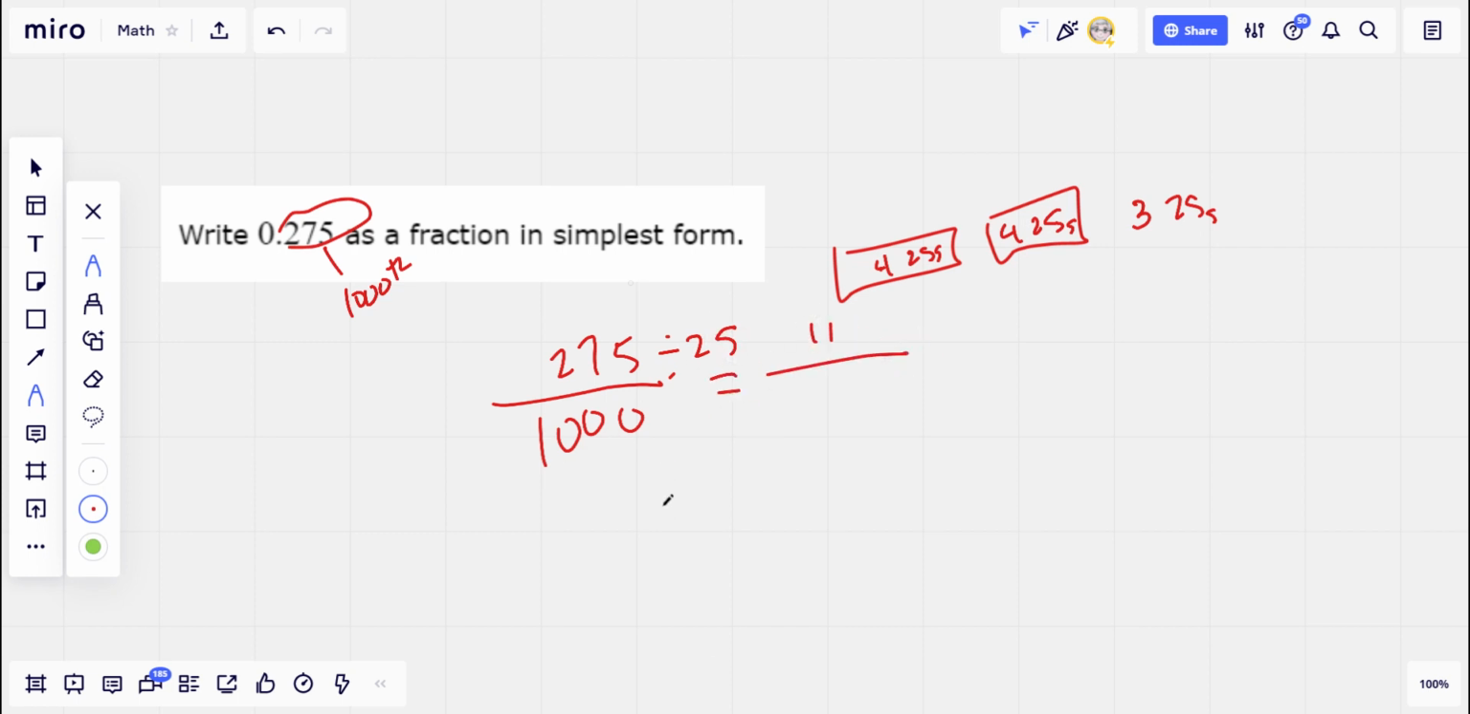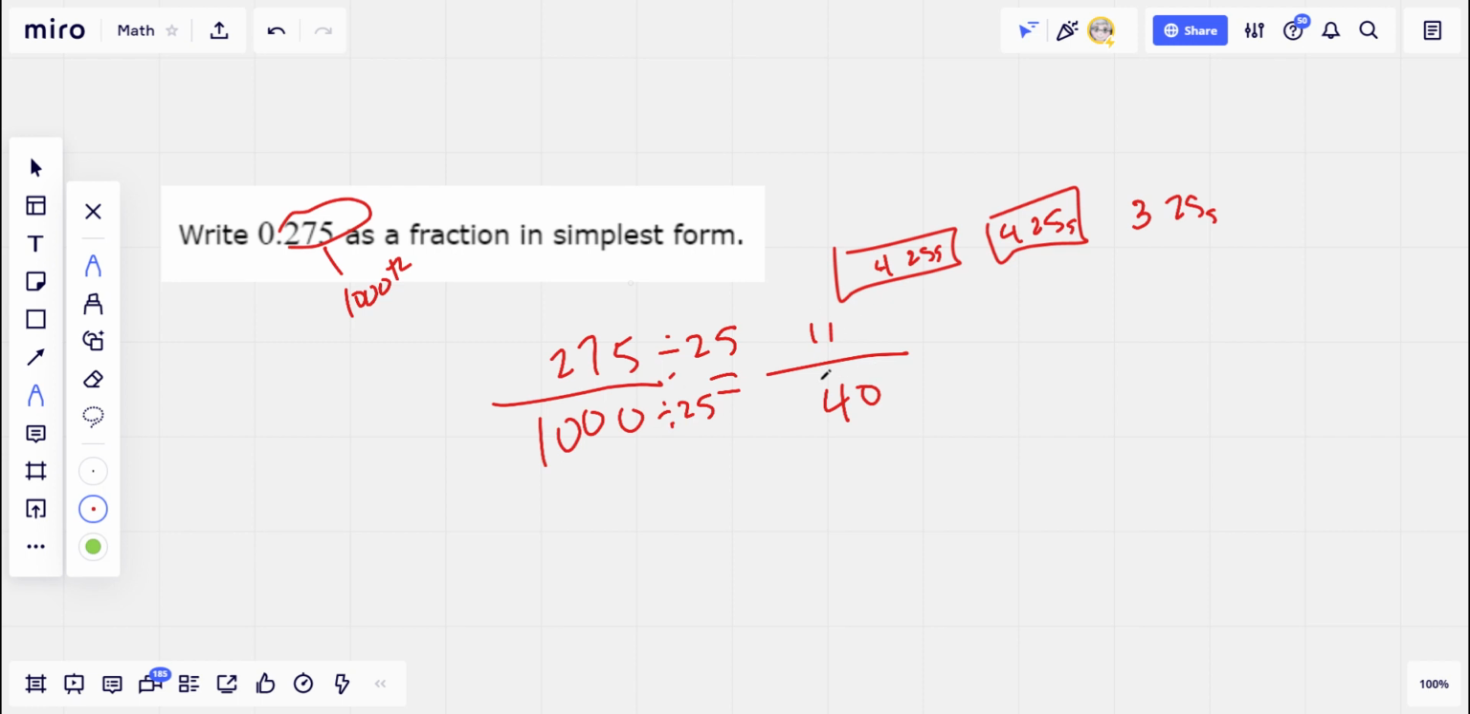And how about in 1,000? Well, in 100, there are 4, right? So in 1,000, there have to be 10 times as many because 1,000 is 10 times 100. So there are 40. So this answer, when we divide that by 25, should be 11 over 40. And this is the simplest form.